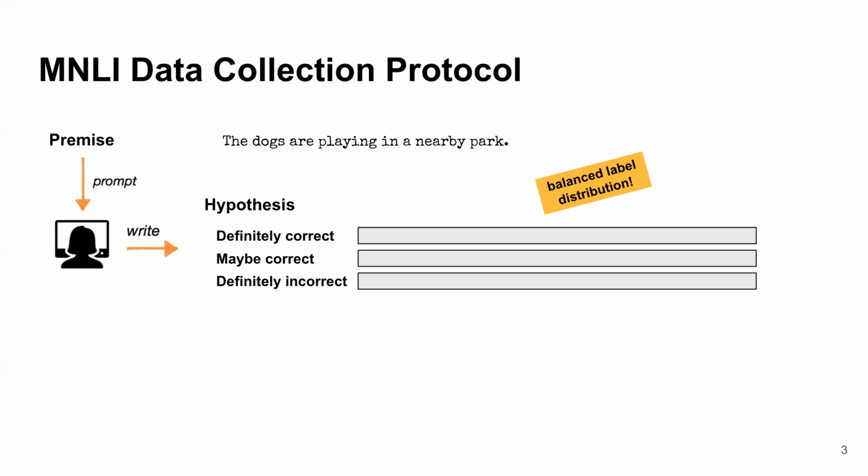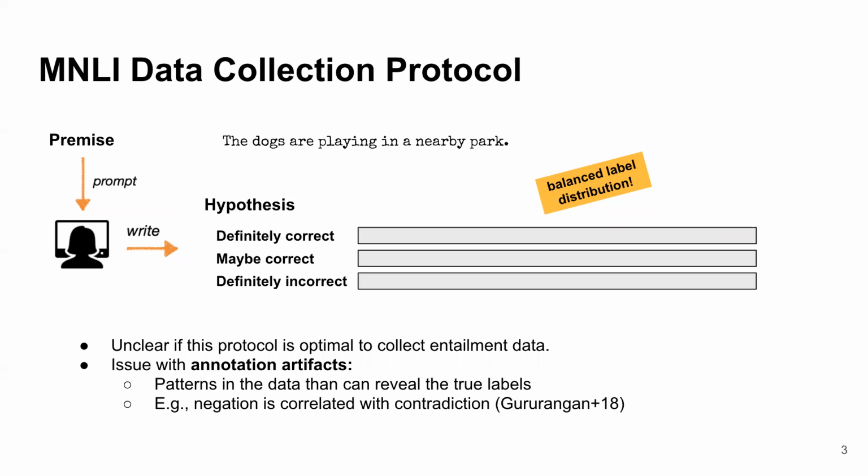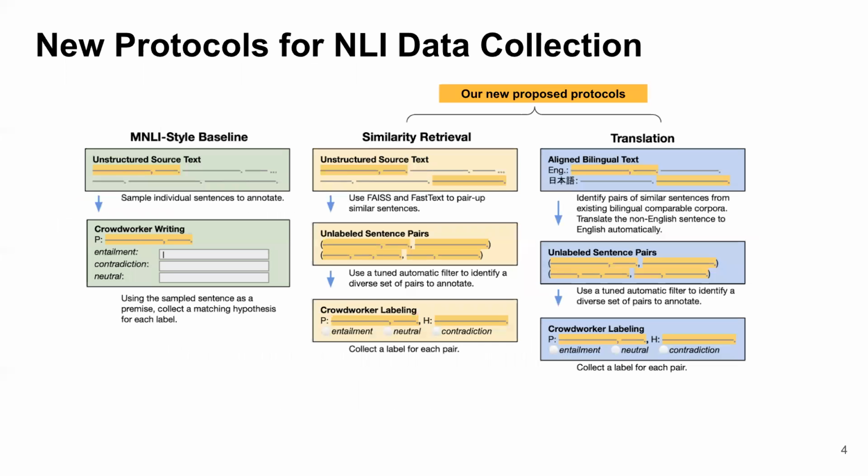So this is a good protocol, but there has been no study that directly evaluates whether this protocol is optimal to collect entailment data. And human-written hypotheses also have annotation artifact issues, which are patterns in the data that can reveal the true labels. For example, it has been shown that negation is highly correlated with contradiction. So in this paper, we asked, can we do better by pairing up sentences automatically and just collecting labels?